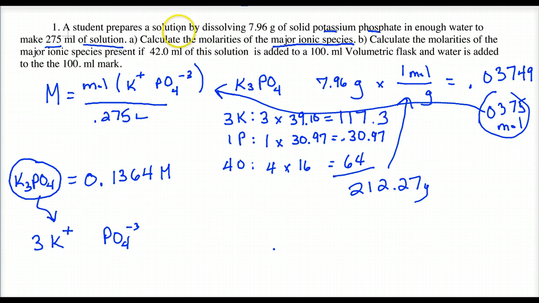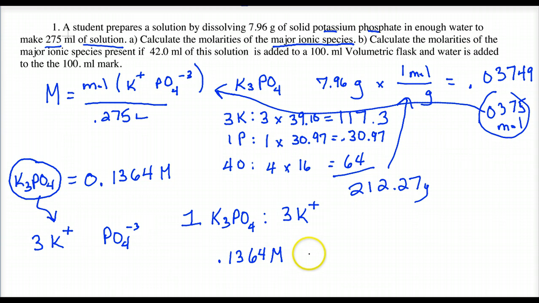Okay, so what are the molarities of these individual species? Well, for every 1 K3PO4 there's 3 potassiums, so you could say the molarity must be 3 times that. And you can write this out dimensionally, which I like. So you have 0.1364 molar of K3PO4.